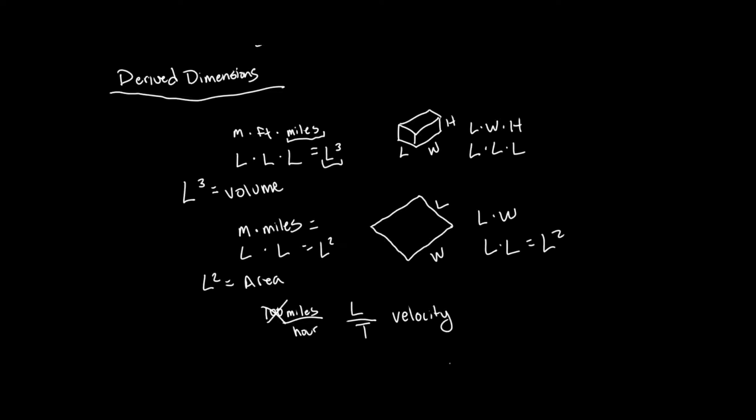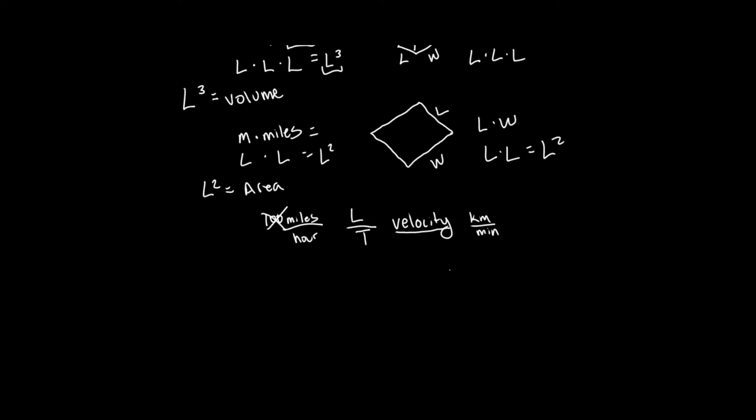So it doesn't matter if we're doing kilometers per minute. Doesn't matter. All of it is the same. It's all a velocity. And then there's also another one that derives from these things, and this is acceleration. And that's going to be equal to a length per time squared.